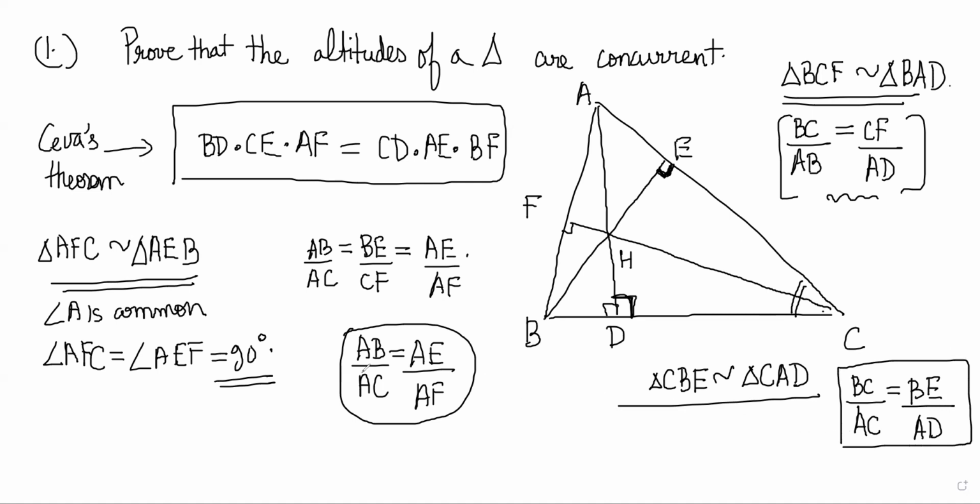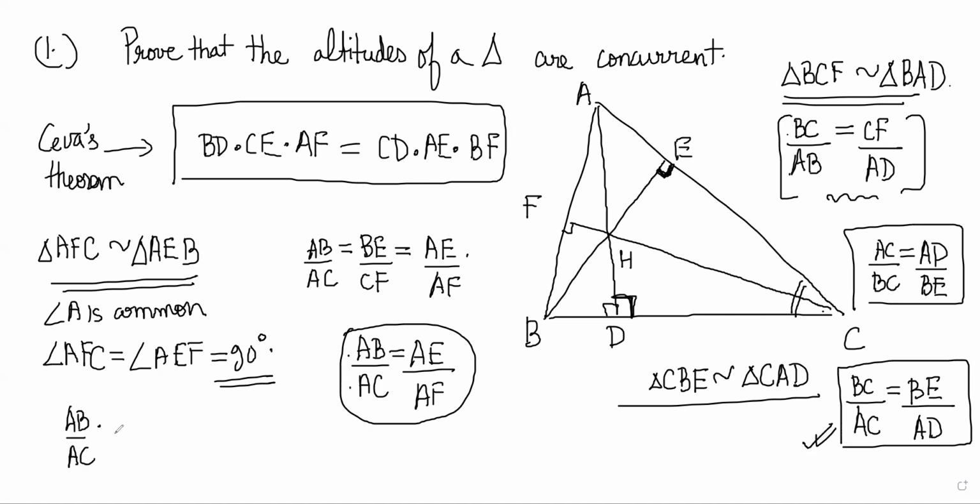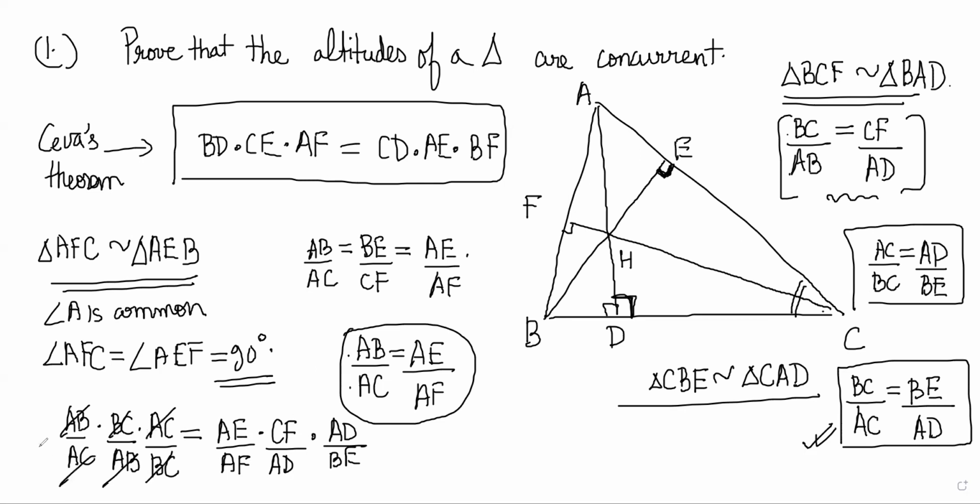So now notice that what I can do is AB by AC here, and there is a BC by AB here. So I should invert this result and I write this as AC by BC is equal to AD by BE. And now I multiply all those three relations. So I get AB by AC multiplied by BC by AB multiplied by AC by BC is equal to AE by AF multiplied by CF by AD multiplied by AD by BE. And this is clearly cancelling out and this is becoming 1.